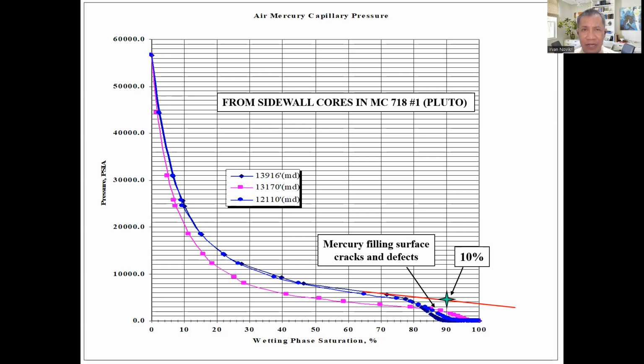Back to the basic definition: the air-mercury capillary pressure refers to the pressure difference between air and mercury in the capillary tube. It measures the capillary force acting on the interface between air and mercury, which determines the wetting phase saturation.